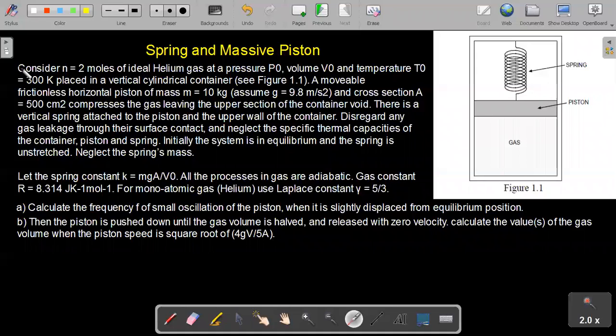it is given that we have 2 moles of ideal helium gas at a pressure of P naught, volume V naught, and temperature T naught, which is specified as 300 Kelvin, placed in the vertical cylinder container, right? A movable frictionless horizontal piston of mass m, that is given as 10 kilogram, and the cross sectional area, which is 500 centimeter square, compresses the gas and leaving the upper section of container void.